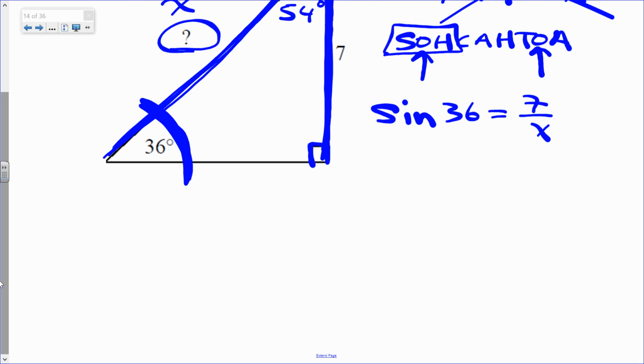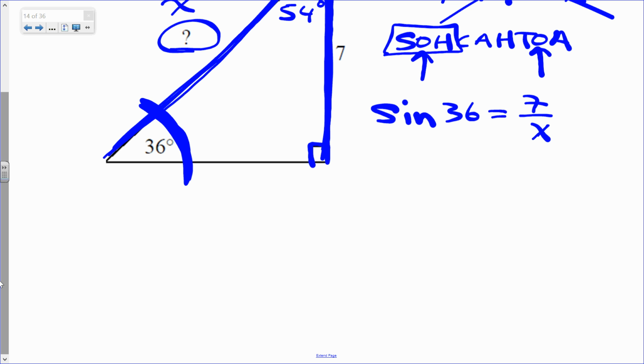Look at that equation. The sine of 36 is equal to 7 over x. Okay, we have an equation. Remember, an equation is like a balance scale. Whatever you do to one side, you have to do the other.